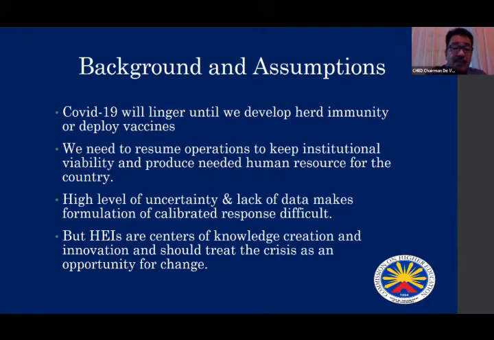The problem, of course, is that there is a high level of uncertainty, and lack of data makes it very difficult to formulate a calibrated response on the part of higher education institutions. But I have always argued that HEIs are centers of knowledge creation and innovation, and should treat the crisis as an opportunity for change. So we should not be overwhelmed by the crisis, but rather treat it as an opportunity where we can fundamentally rethink and fundamentally restructure the way we run graduate education. Next slide, please.